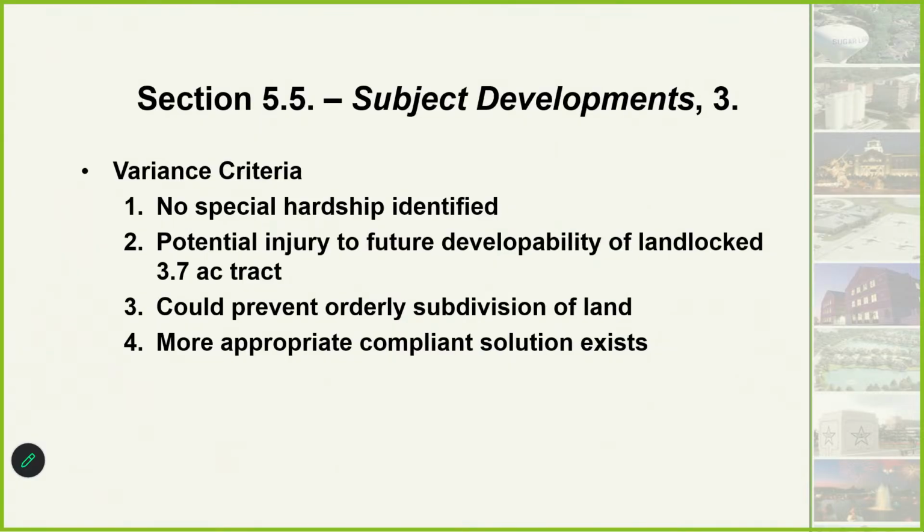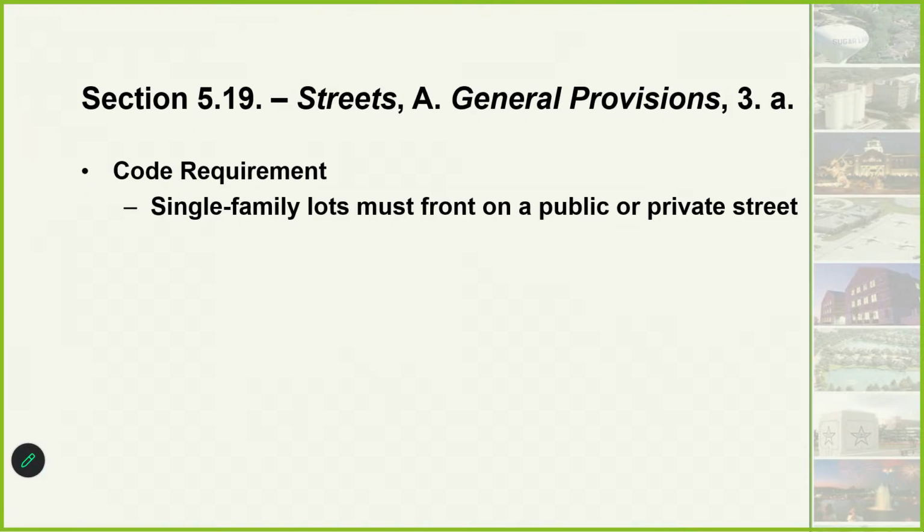The variance criteria in regards to number 1, staff hasn't identified a special hardship. 2, there would be potential injury to future development because of the landlocked 3.7 acres. 3, this would prevent orderly subdivision of land in the area. And 4, a more appropriate compliance solution does exist in the code. Section 519, Streets General Provisions 3A. This code requirement says that all single-family lots must front on a public or a private street.